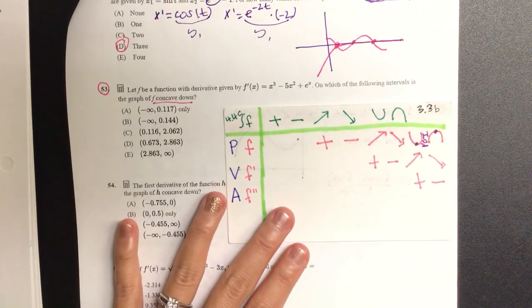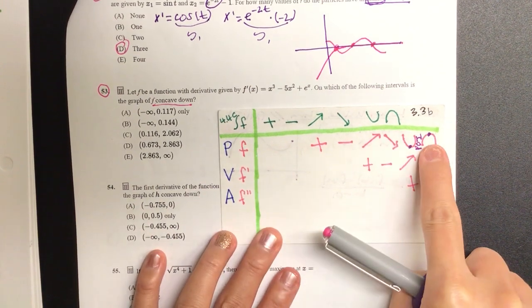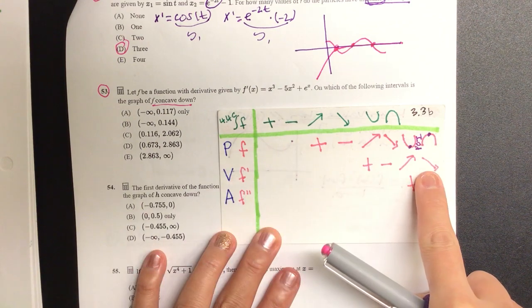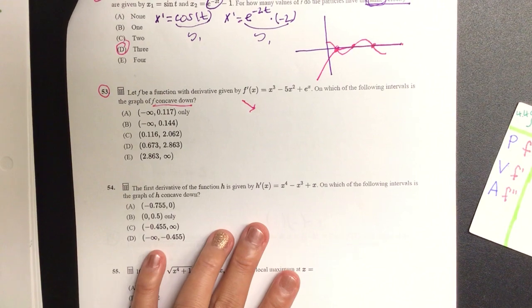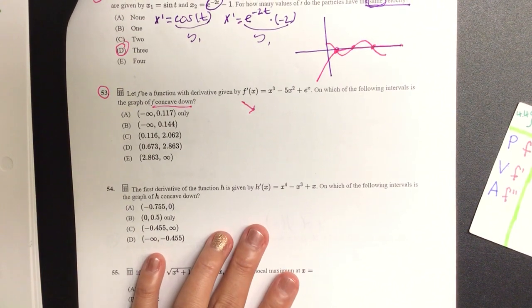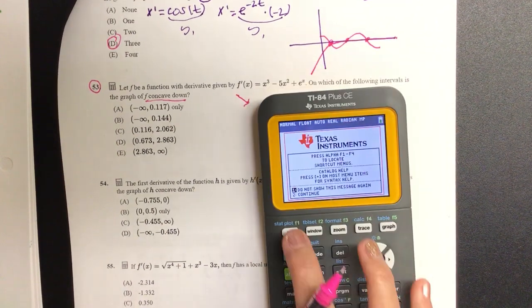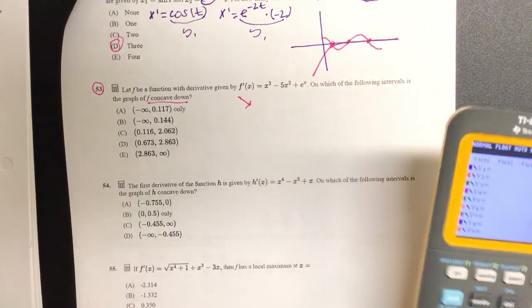So here's the idea. If f double prime is negative, it is concave down, correct? But don't we already have f single prime given to us? So we're looking for when f single prime is going down, then I know the function is concave down. So let's actually graph this. If you want to take it with a negative value, go for it. But there are many ways to find the answer.